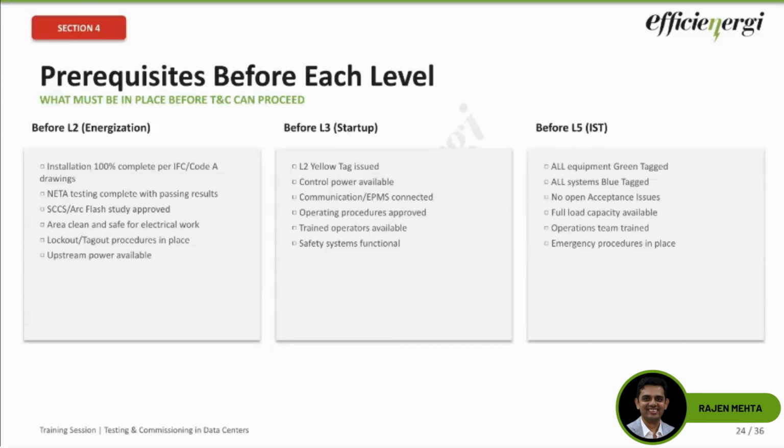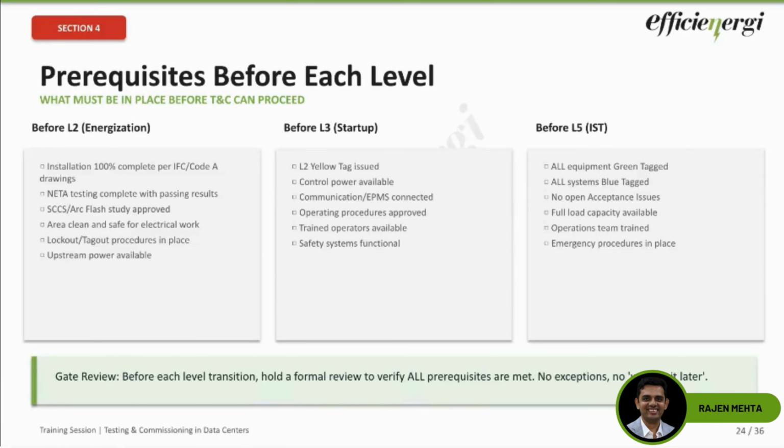And lastly, before L5, when I talk about the most comprehensive stage, you need all equipment green tagged, and systems blue tagged, which I spoke about earlier. Every checklist item by item you have to go through. Your capacity is available to test. Load banks should be in place to test the entire megawatt of the data center capacity that you want to test it for. If anything is open, the next stage will not be crossed. That is the whole idea.